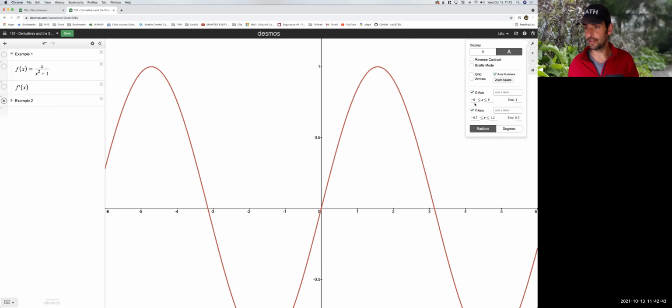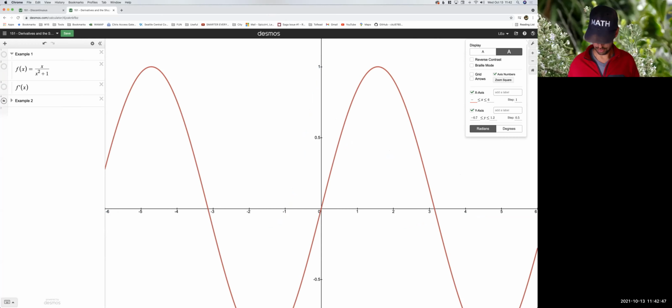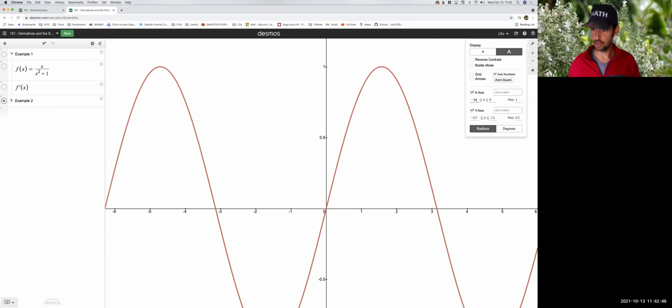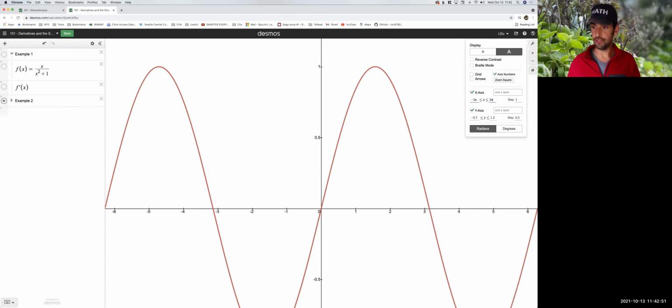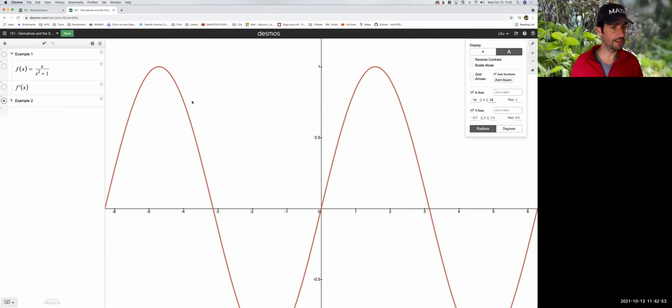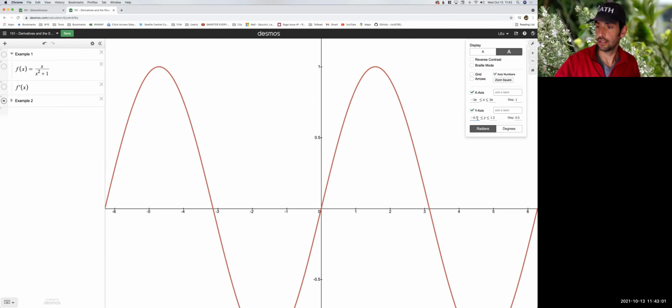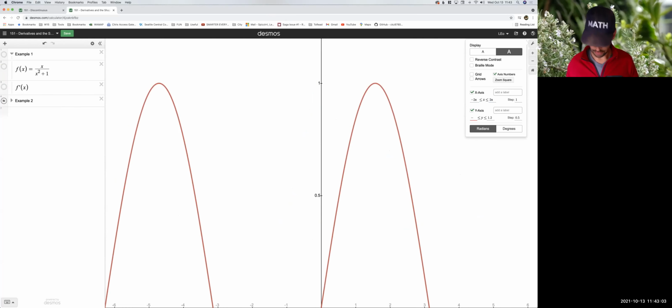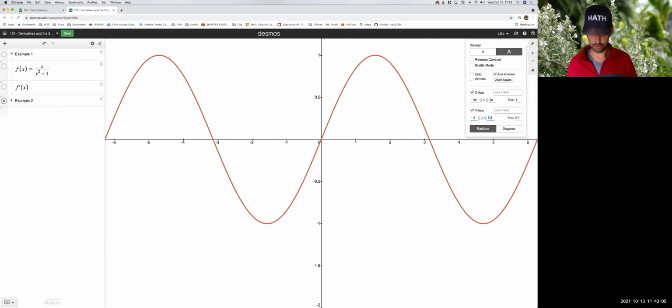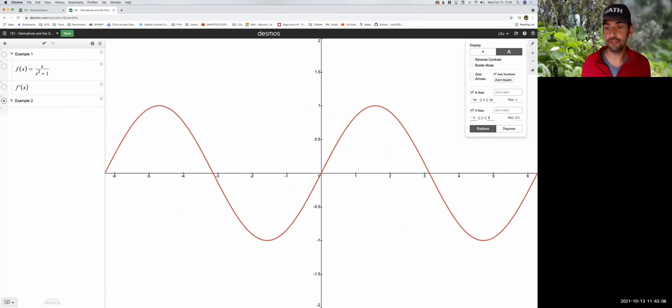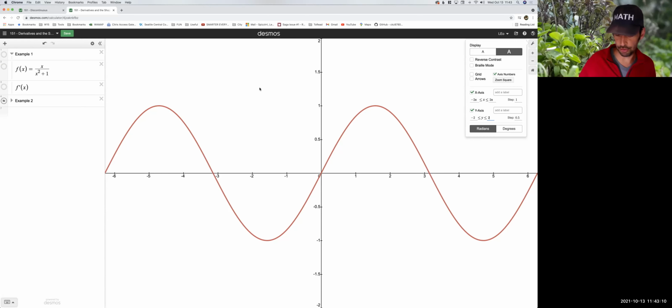We're going to look at a graph of sine of x and imagine what its derivative will look like. Let's see, let's go from -2 to 2. Okay, there's our sine graph. Let's play the same sort of game.